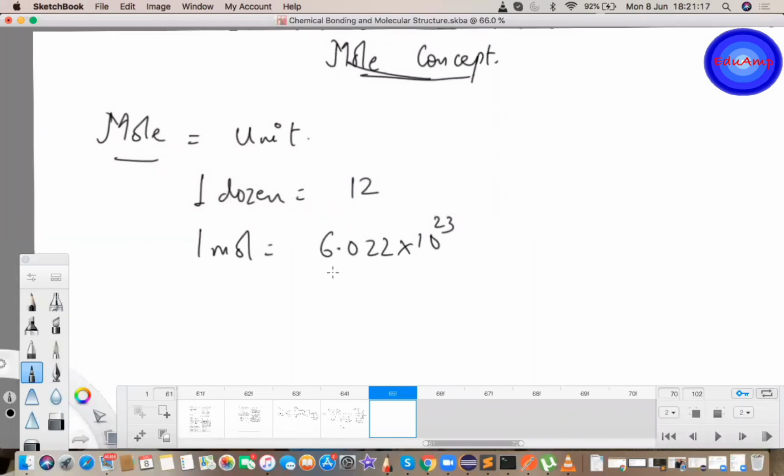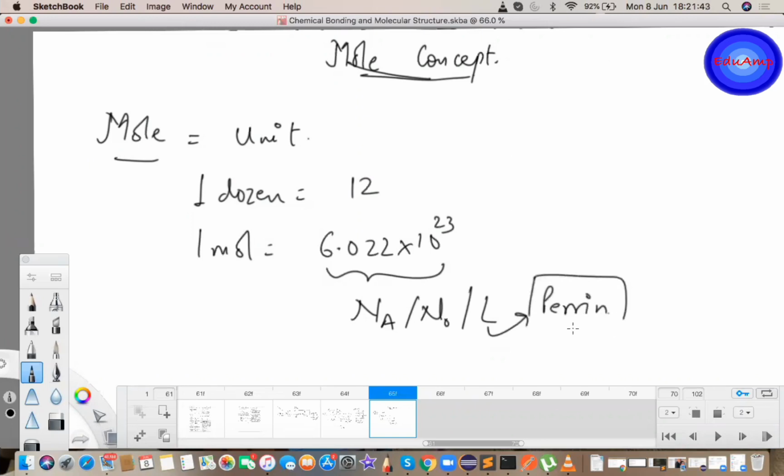Now, this number is known as Avogadro's number and it is represented as Na or N0 or L. The symbol L is used for Perrin, the scientist. Actually, Perrin was the person who discovered this number and he dedicated this number to Avogadro. He was a student of Avogadro, therefore this number is popularly known as Avogadro's number.